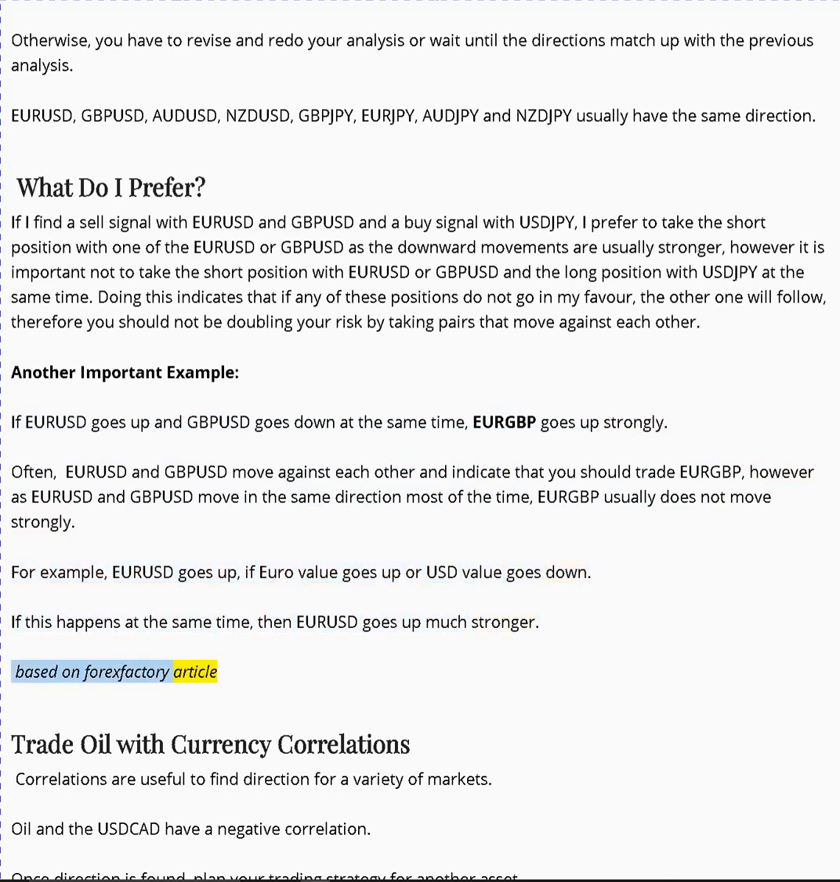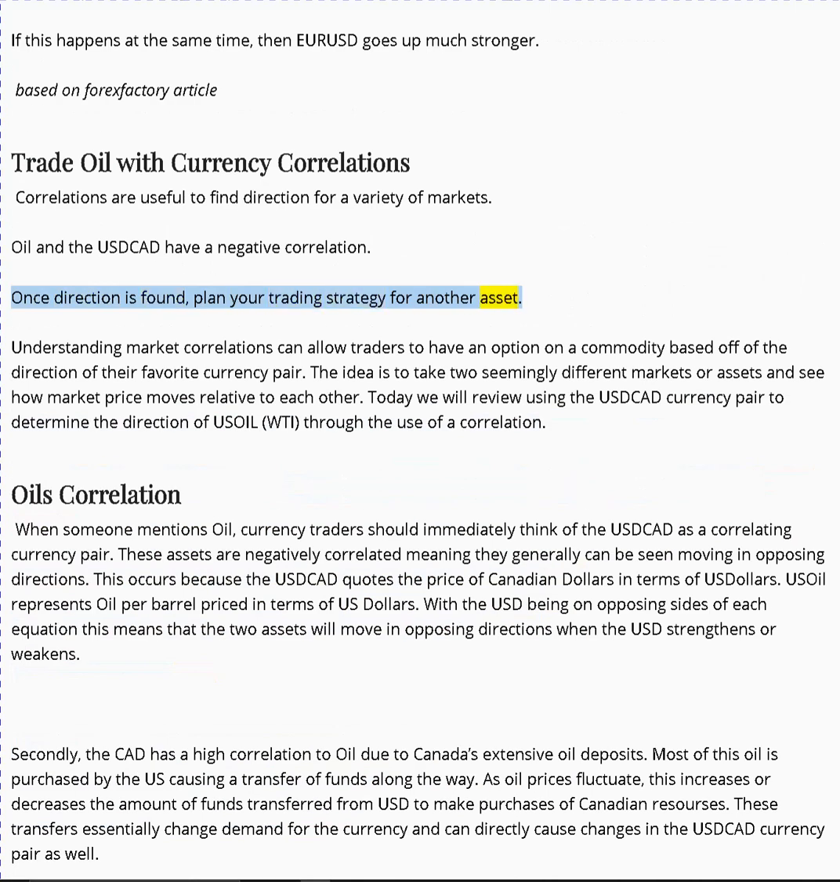Based on Forex Factory article. Trade oil with currency correlations. Correlations are useful to find direction for a variety of markets. Oil and the USDCAD have a negative correlation. Once direction is found, plan your trading strategy for another asset.